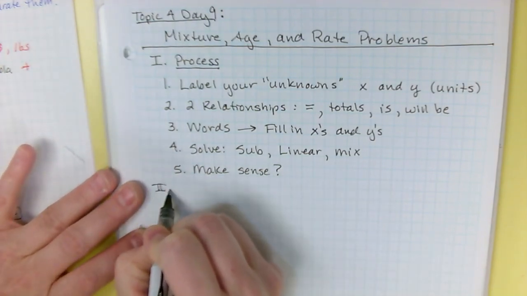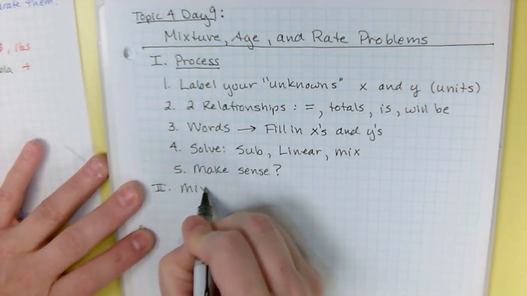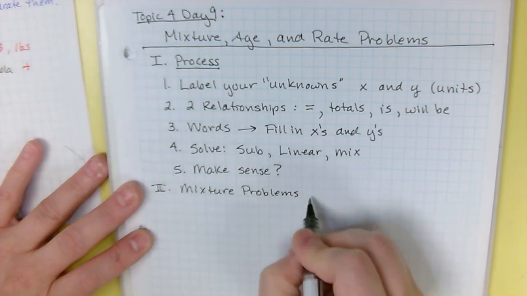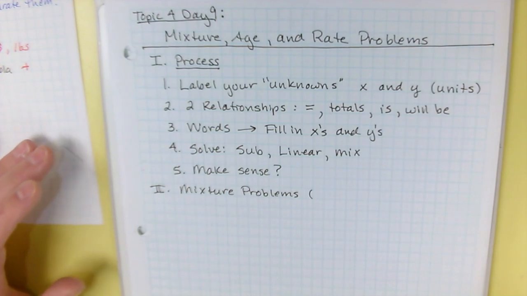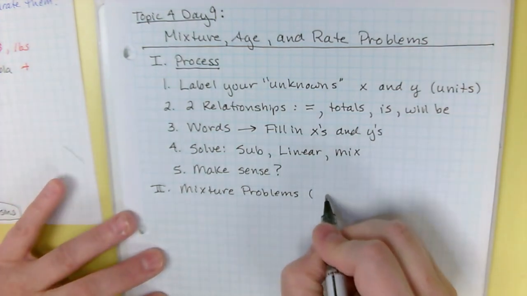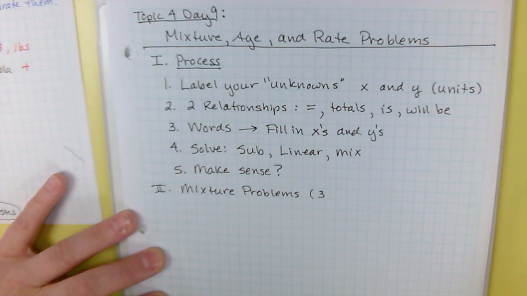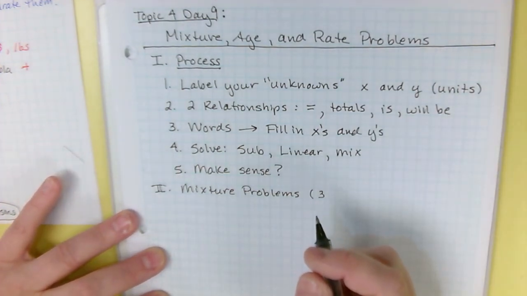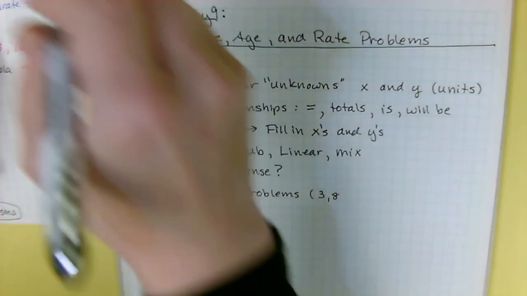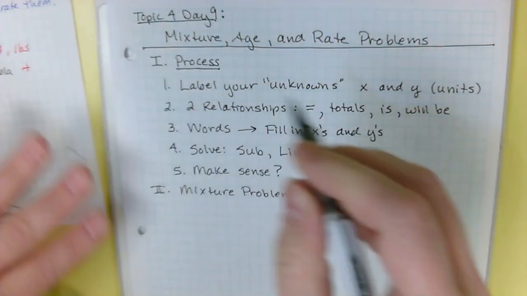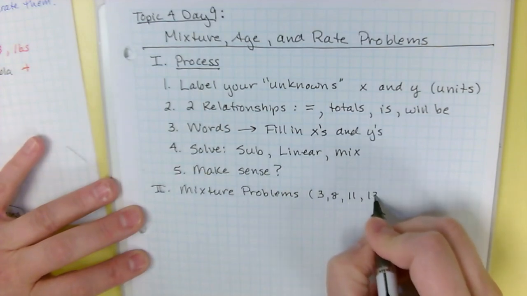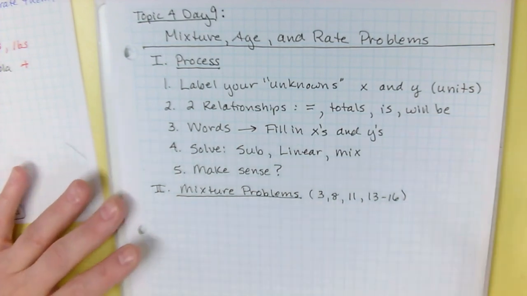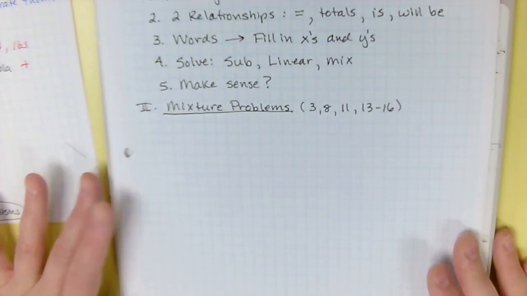Okay, so Roman numeral 2. We're going to start with mixture problems. Now, on your homework, the mixture problems are 3, 8, 11, and then 13 through 16. Those are the mixture problems, and you can use the mixture problem pattern with those.